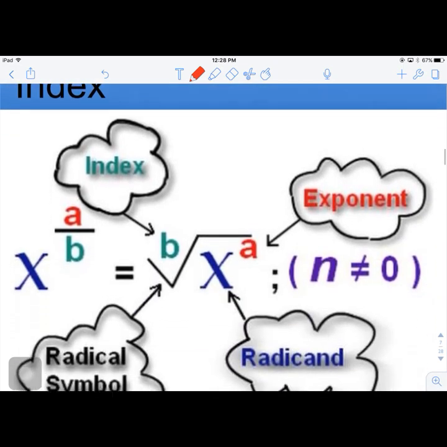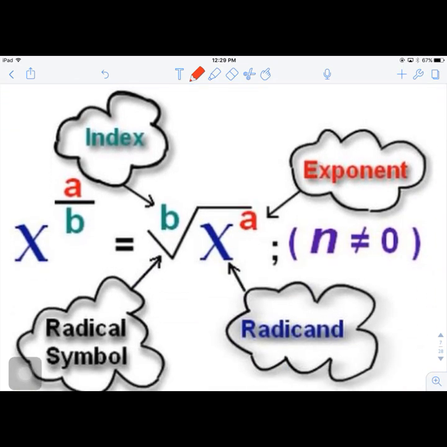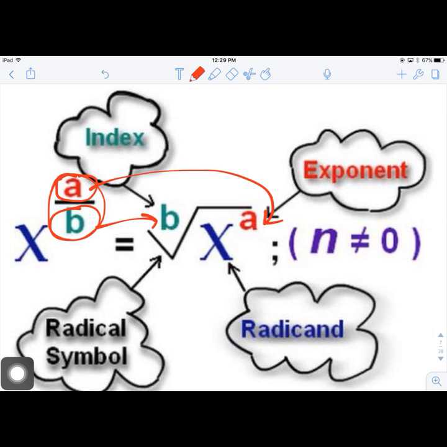Here's another representation of it. You can see it as a power form, x to the a over b power, which can be converted into this radical. The number on the bottom goes outside, and the number on top will be on the inside. The short form that I would recommend my students remember is: what's on top stays on top. That's easy to remember. So what's on top will stay on top, okay?